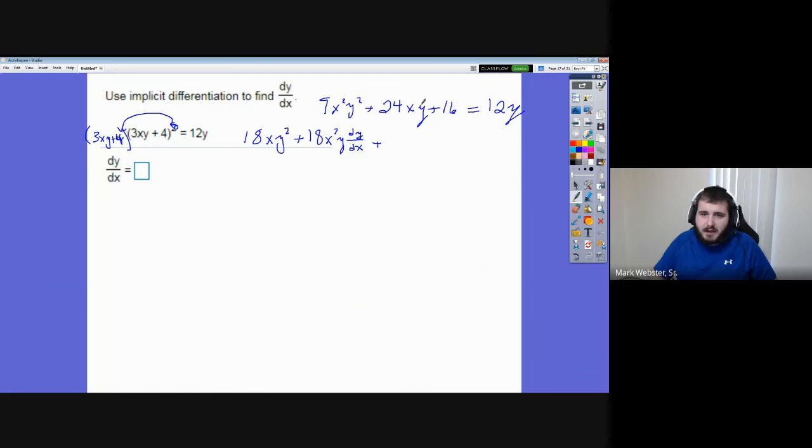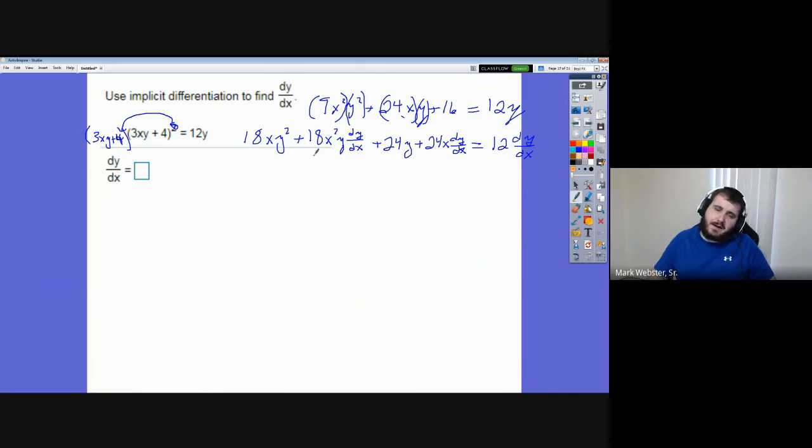Plus, again, left d right plus right d left, and if it helps, you can break it up into the x term and the y term. Left d right plus right d left, so we got 24y plus 24x dy dx. And the derivative of 16 is 0, so we can just ignore that one. Derivative of 12y is 12 dy dx.